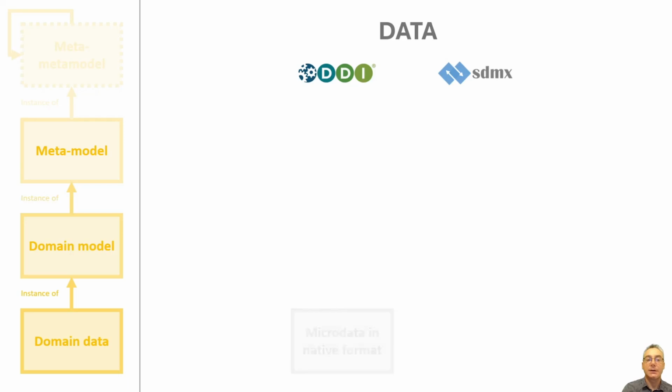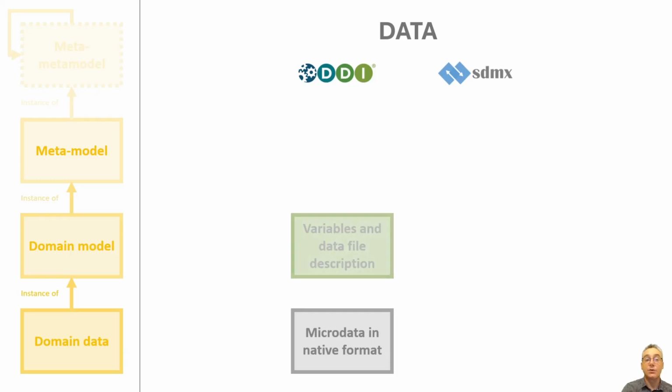In DDI, microdata typically remains in its native format, in our case as CSV files. This corresponds to the domain data level in our layering. A DDI codebook will typically include sections on variables and data file descriptions, which outline the structure and meaning of variables included in the microdata set. This acts as a domain model representing the organization of the microdata files.